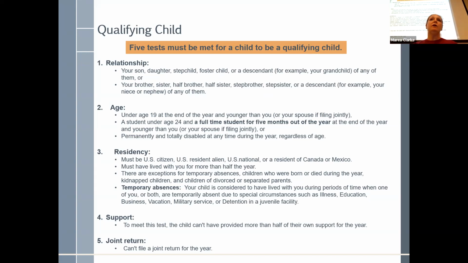The big exception for us is school. Generally, education is considered a temporary absence. Then the support test: the child can't have provided more than half of their own support, and the child can't file a joint return for the year. So if they meet all of those tests, they could be your qualifying child.